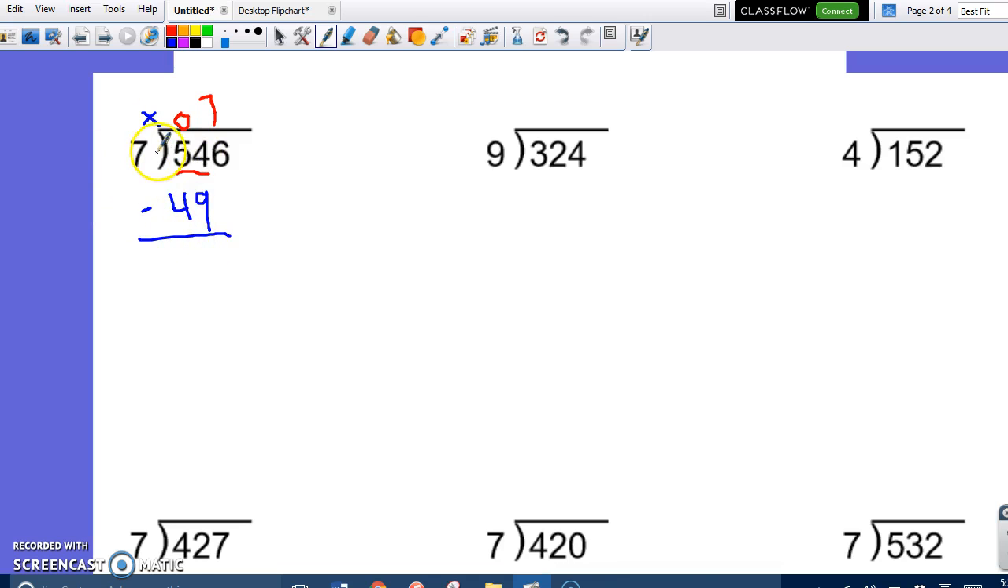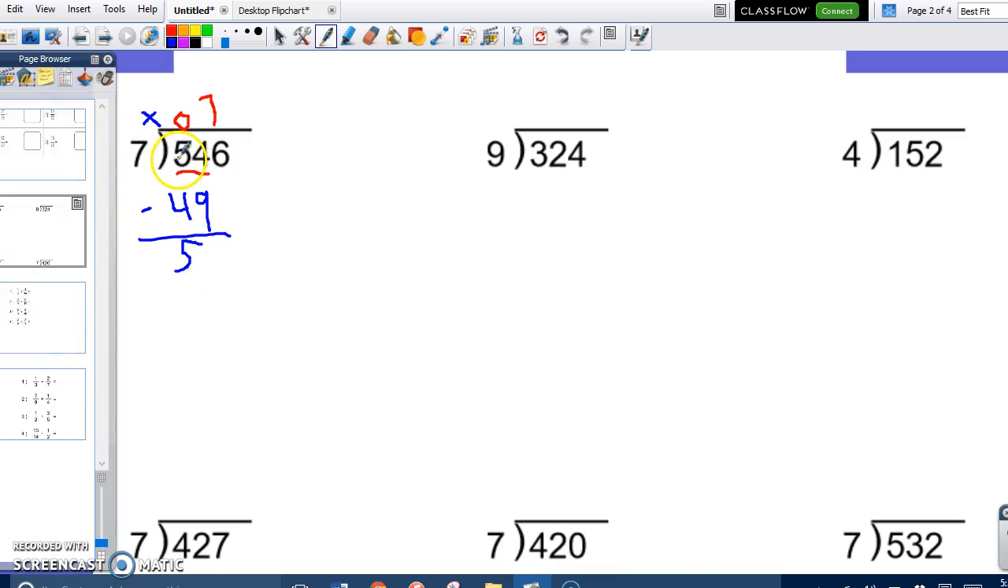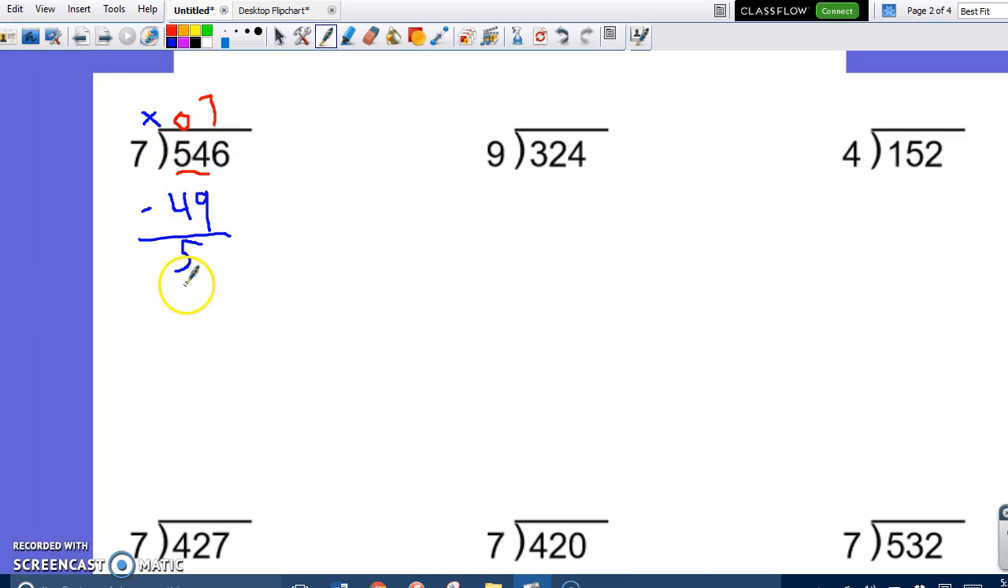So you have to borrow or use the count up method. I tend to like to count up. Okay? So I will go 49, 50, 51, 52, 53, 54. I only used 5 digits to count up. So 54 minus 49 is 5. Okay, and then I'm just going to bring down the 6.